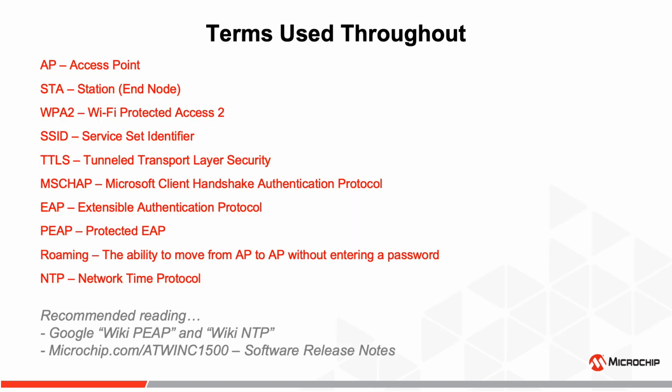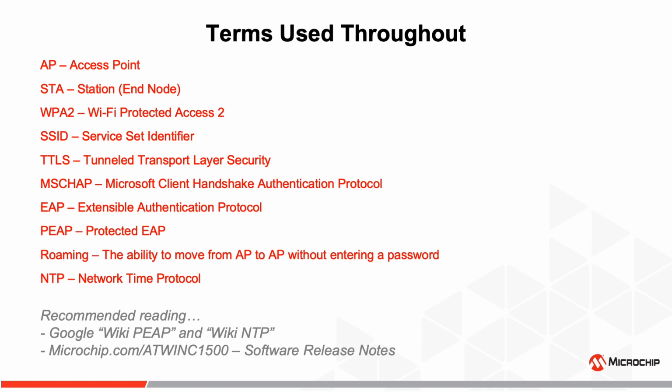So at this point, I'd like to introduce some terms that are going to be used throughout this presentation. They may be familiar to you, or they may be completely foreign to you. So I thought it'd be good to go over them just to set the baseline as we go forward. Throughout the presentation, you'll see the term AP, which of course means access point. We're pretty familiar with that if we're using Wi-Fi. You may see STA or station. That's the end node. That would be the product that you're designing with a Microchip module.